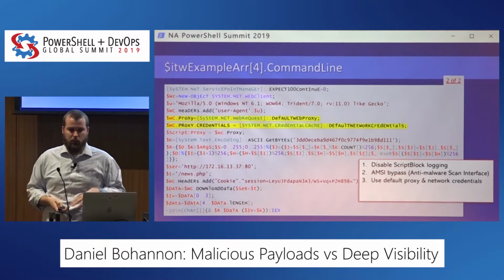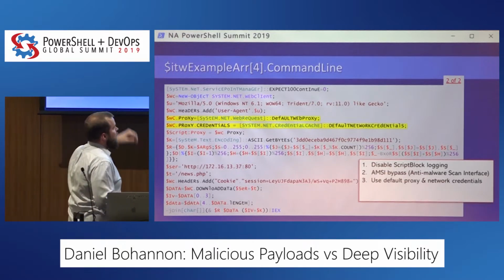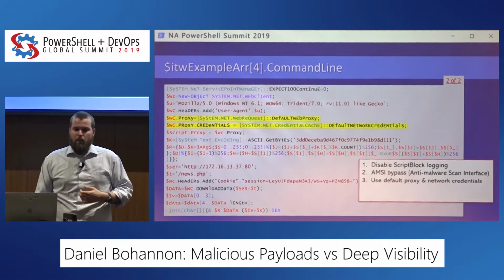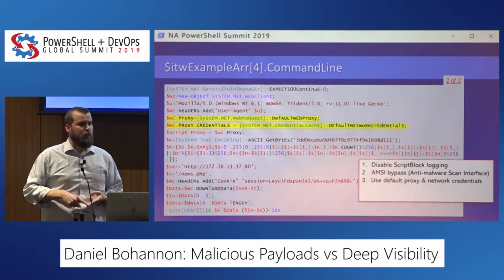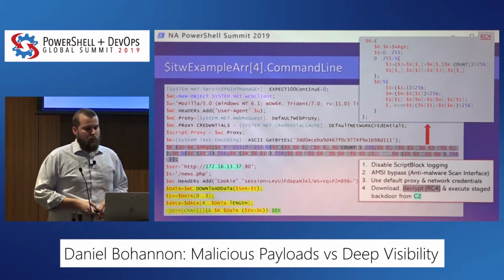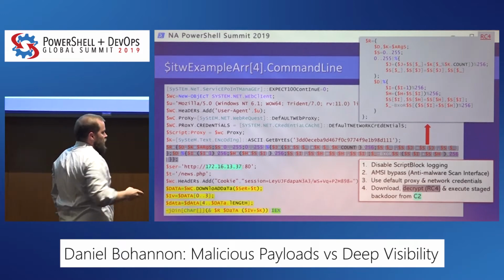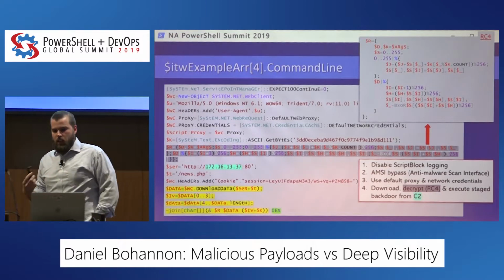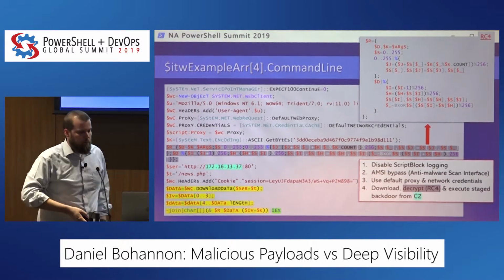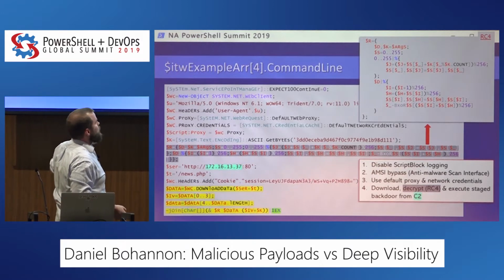So the second piece, after it tries to disable that visibility, is it will set up at the very beginning its user agent string and add that to the web client object. It's going to try to use the default web proxy and default credentials of the system. This horrendous dark gray blob here, which I've blown up, is an RC4 decryption routine, which means that the C2 that is downloading this code is RC4 encrypted. So in this case, it's a local system because it was a lab test.